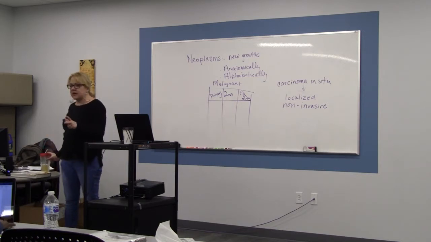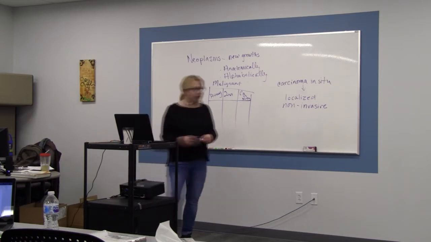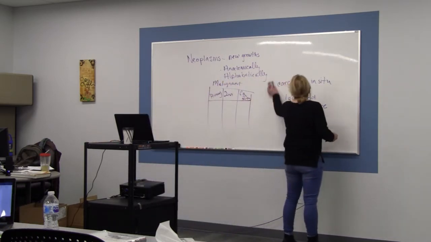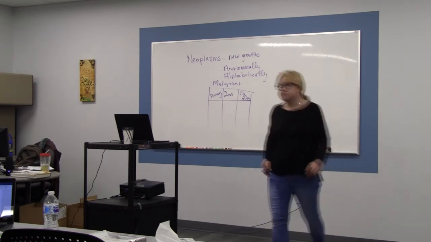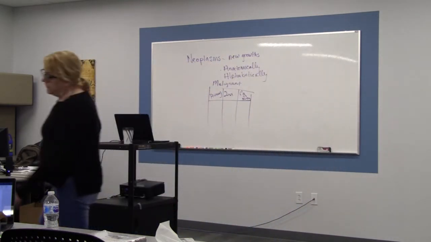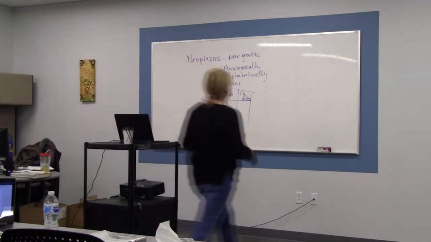So those are our malignant columns. You have benign, which means it's not cancerous, right? So that's pretty straightforward. But then we have uncertain and unspecified behavior.